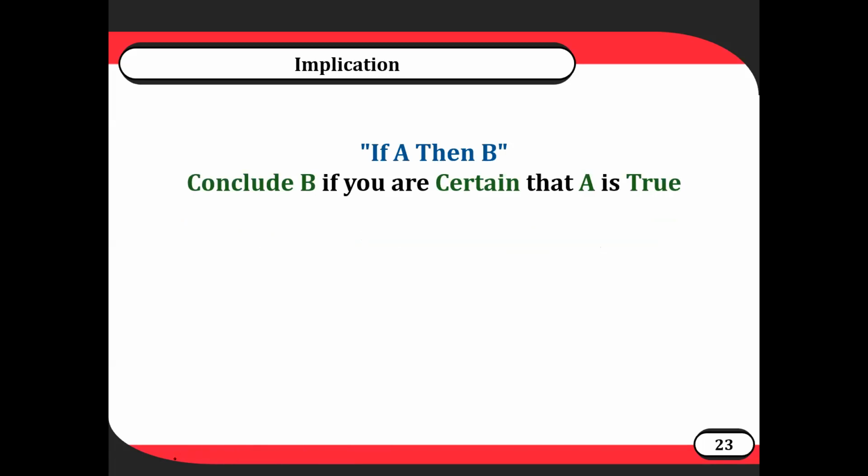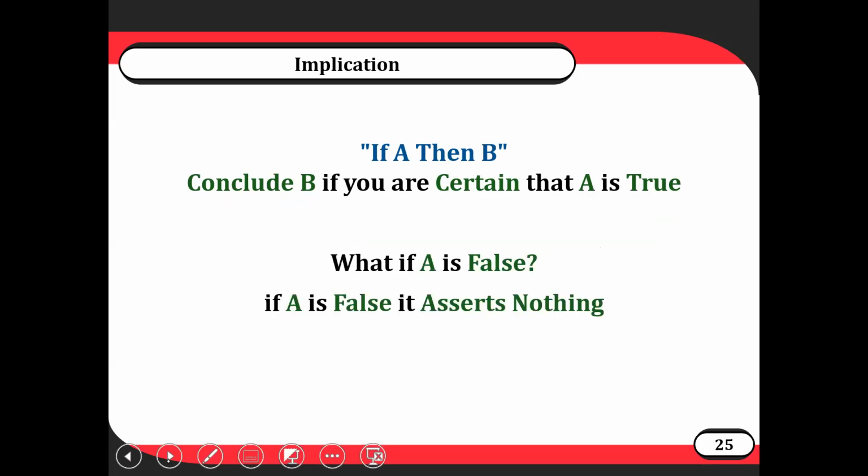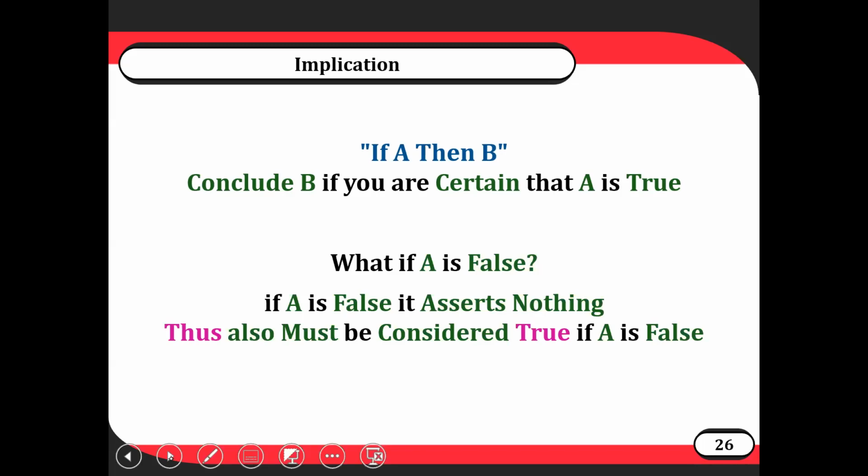So if we say if A, then B, we're concluding B if we are certain that A is true. What if A is false? Then this expression, if A then B, asserts nothing. So I'm going to say, if it's raining, I'm going to carry my umbrella, but it's not raining. Is what I said false? Well, not really. Just because it's not raining doesn't mean that what I said is false. It could still be true.